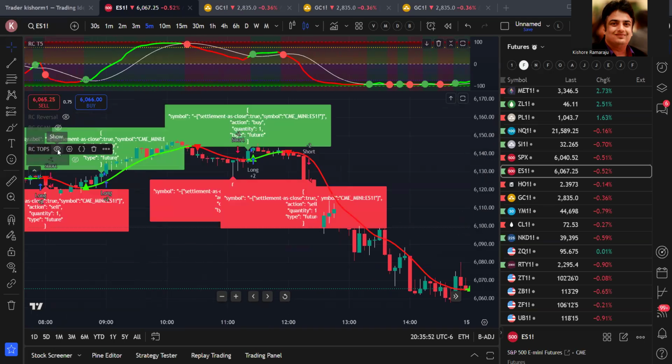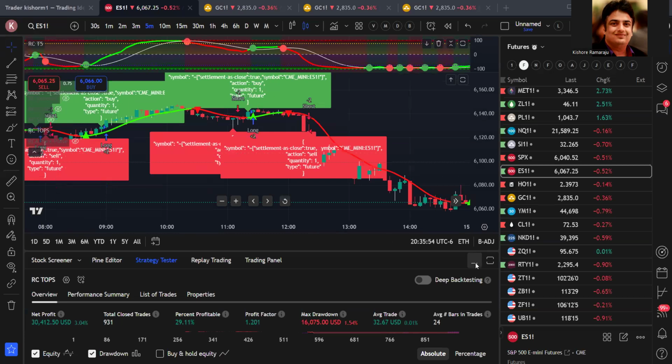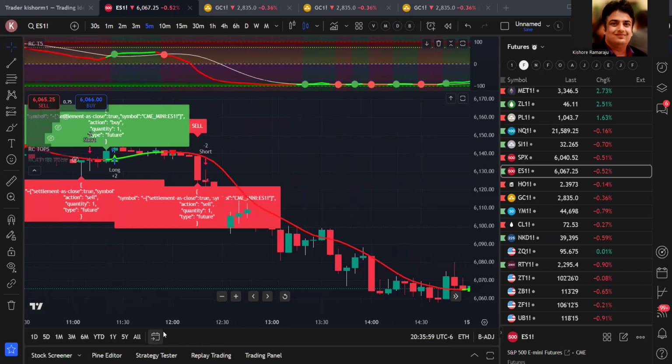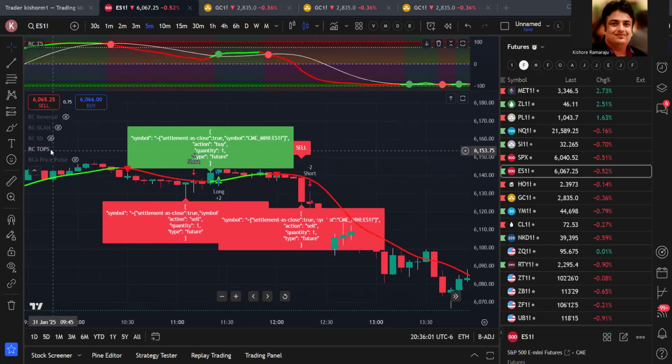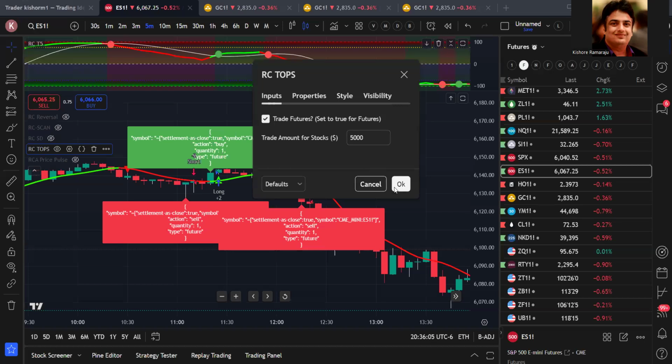Then there is another thing called RC tops, where this is more like a strategy, right? You can go here and you can say that I want to trade futures.